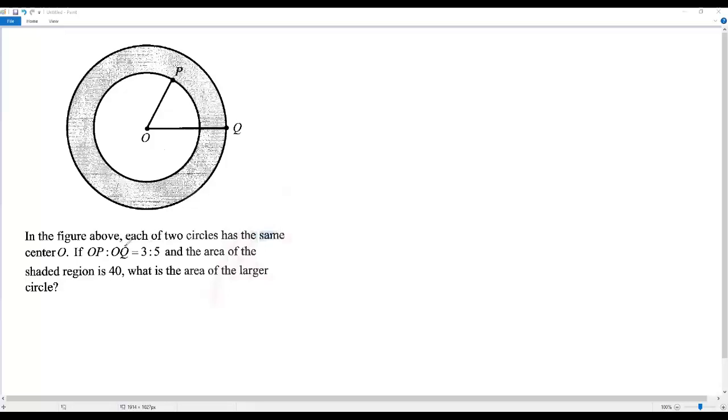Here, the ratio between the two radii of the circles is given, that is OP and OQ. In the picture, OP stands for the radius of the smaller circle. We can name it R1. And OQ stands for the radius of the larger circle. We can name it R2. So the ratio R1 to R2 equals 3 to 5.